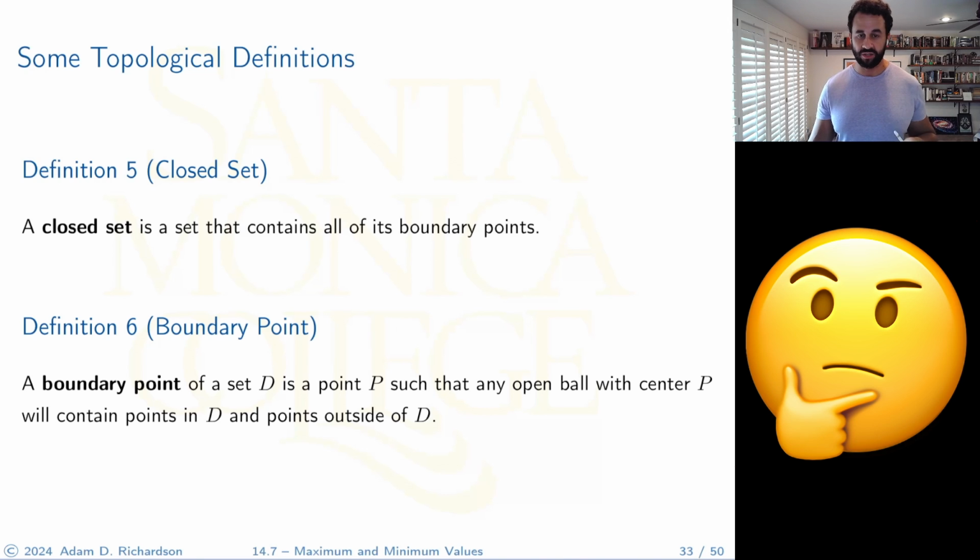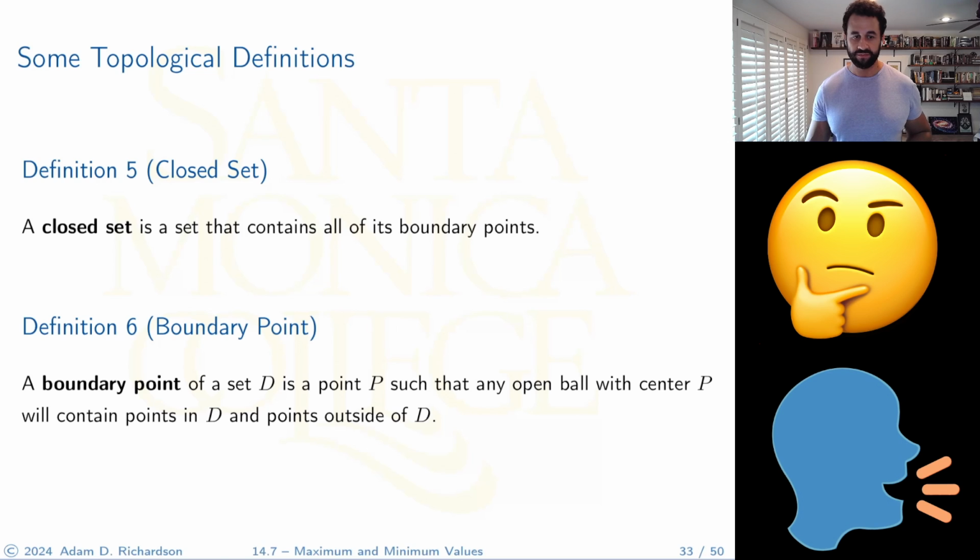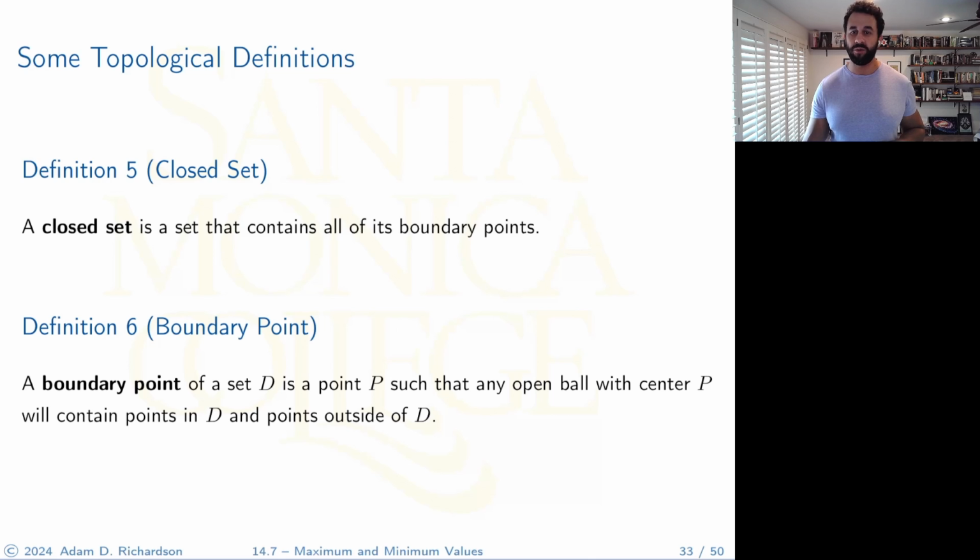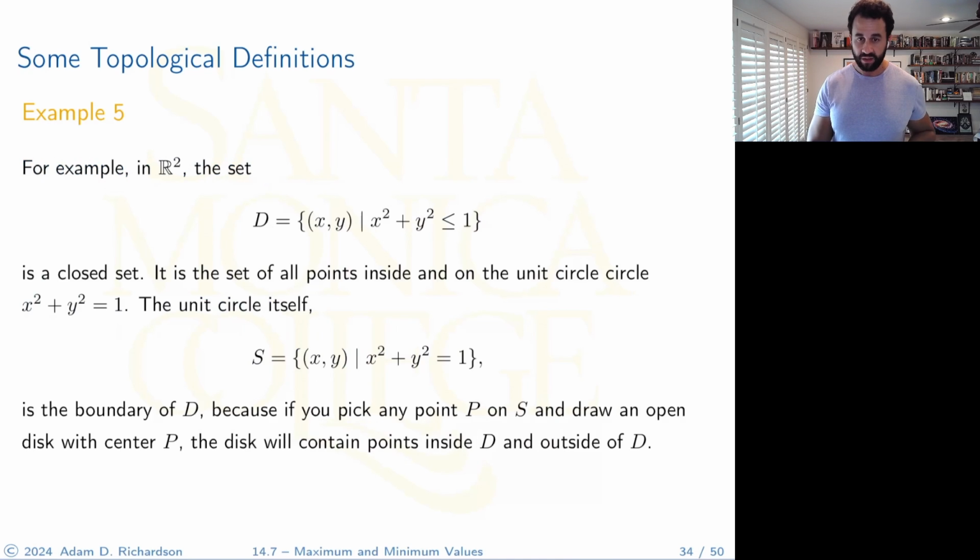This is one that I want you to look at for just a minute and think about what a boundary point is. And I'll show you some pictures in a moment. Maybe even read it out loud to yourself a couple of times. Basically, a boundary point is any point where if I put a little open ball around it, the ball will reach outside of the set and inside of the set. For any open ball, not just one, but any possible open ball that I put around that point is going to reach inside and outside the set.